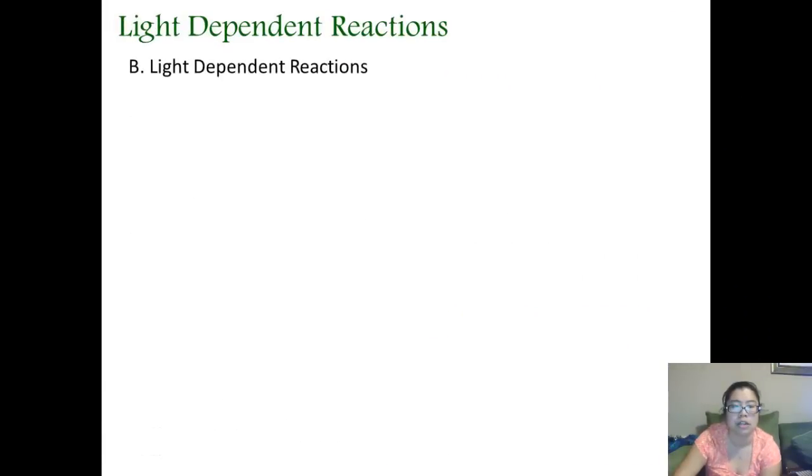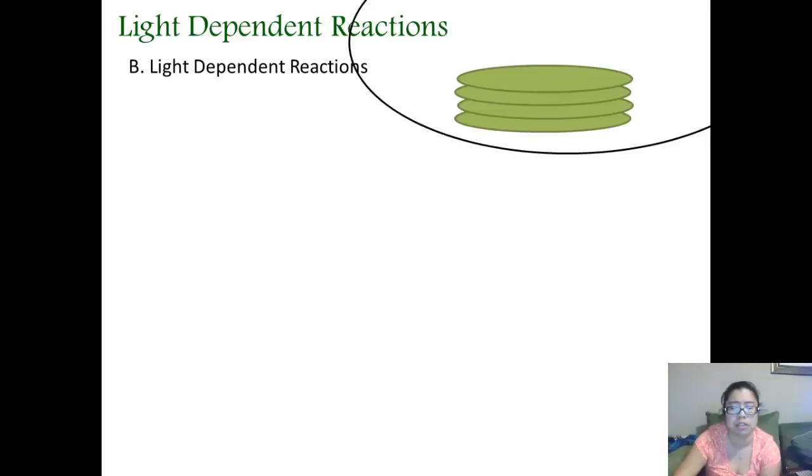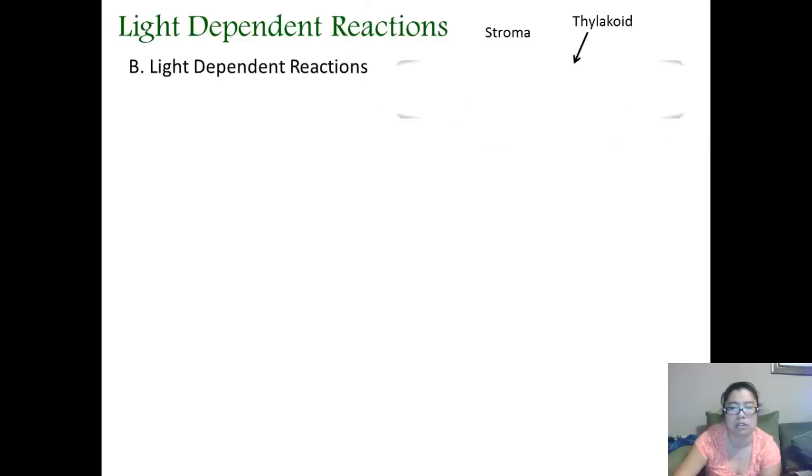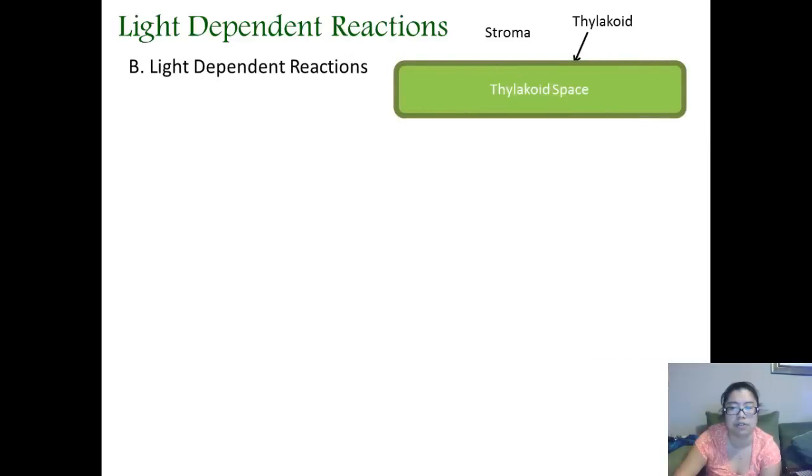This is where light-dependent reactions happen. There are four steps to light-dependent reactions, and all of these happen within the chloroplast. Here we have the thylakoid and the stroma, to situate that we are in a chloroplast, and a stack of thylakoids creates the grana. Taking a closer look at the thylakoid in cross-sectional view, the inside is called the thylakoid space, and what contains it is the thylakoid membrane.